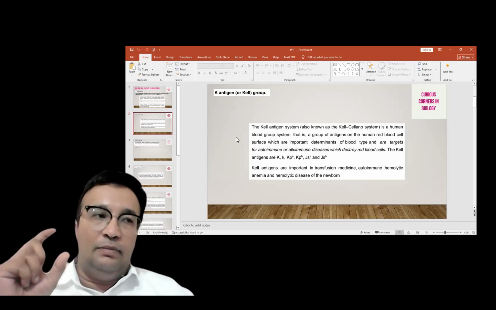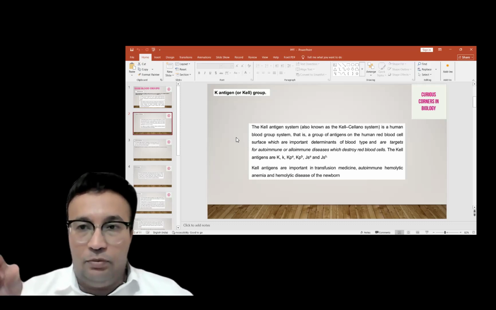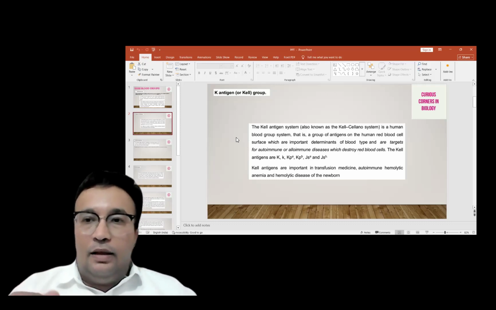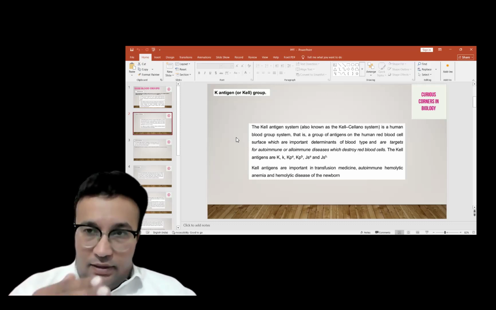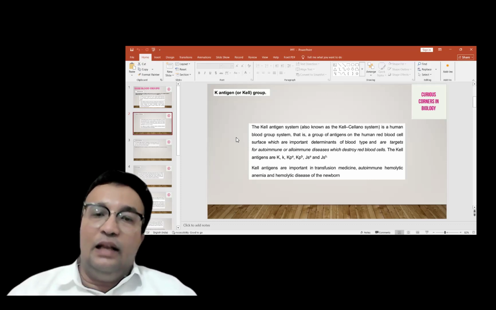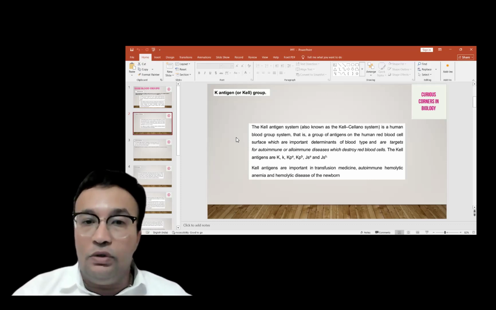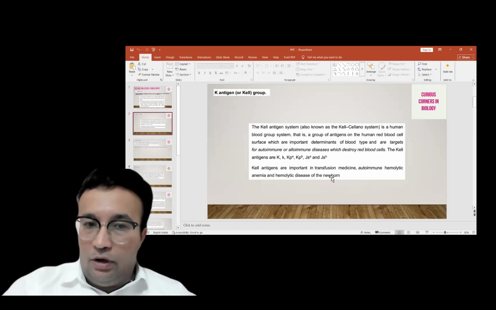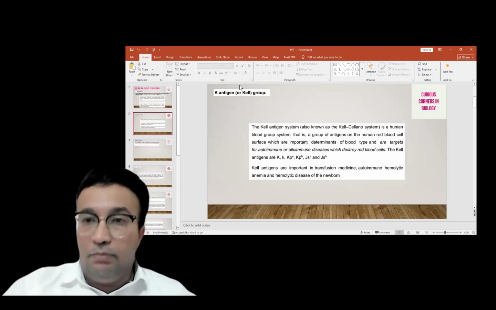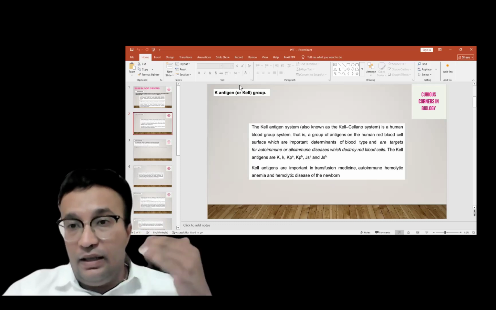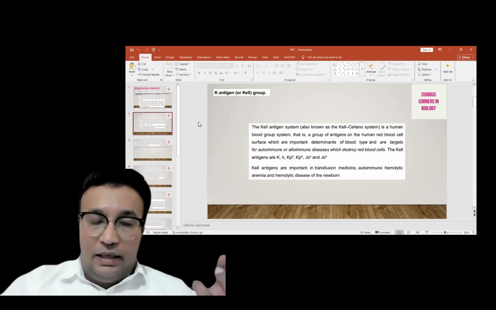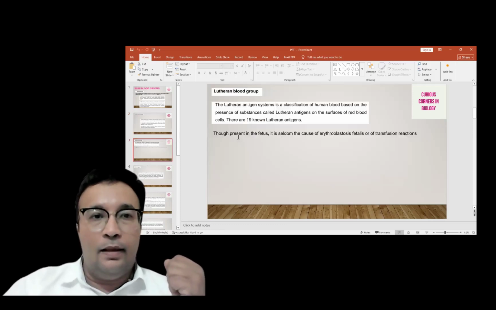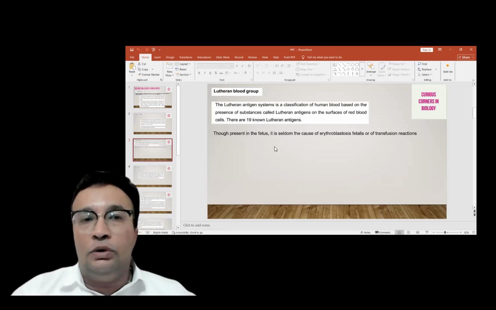Autoimmune hemolytic anemia differs from hemolytic disease of the newborn. In an autoimmune condition, even in an adult body, the immune system would attack self RBCs or the body's own RBCs. And also hemolytic disease of the newborn is associated with this blood group. When do these clinical complications develop? During blood transfusion. Okay. Then we have the Lutheran blood group.